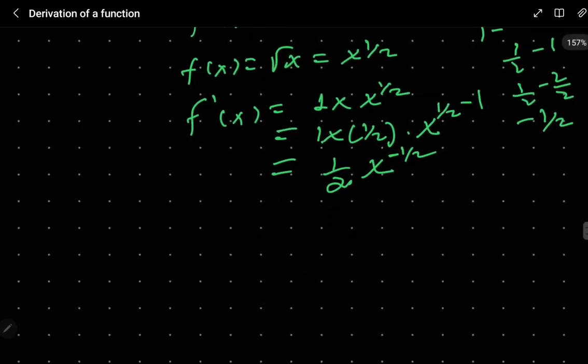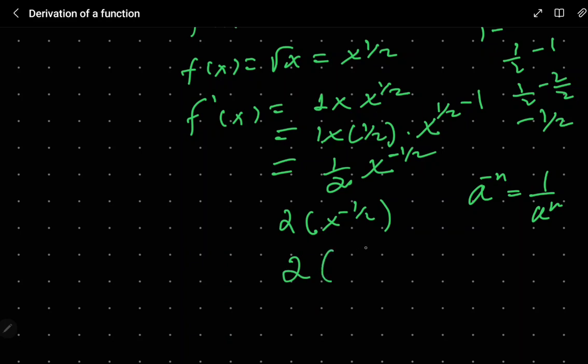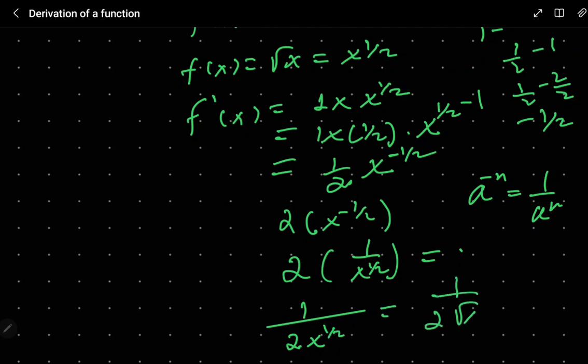This is the expression. Then you can write this one in the other form. So you know a to the power of minus n is the same as 1 over a to the power of positive n. So this is equal to 1 over 2 times x to the power of 1 over 2, which is the same as 1 over 2 times 1 over x to the power of 1 over 2. But x to the power of 1 over 2 is root x. So this is the same as 1 over 2 root x. That's it.